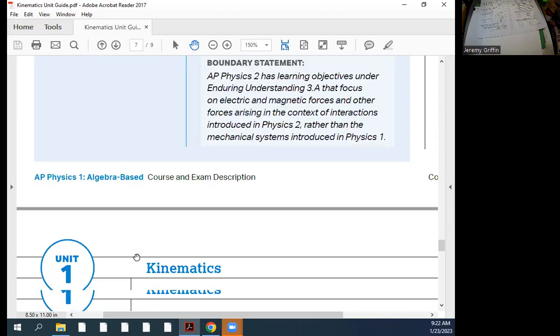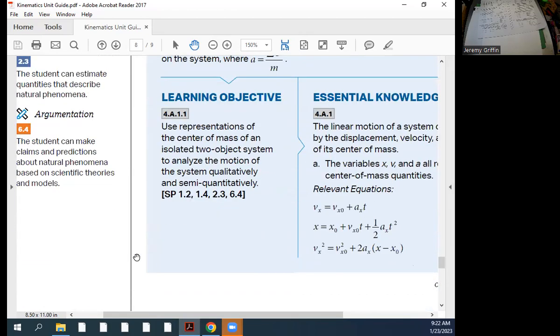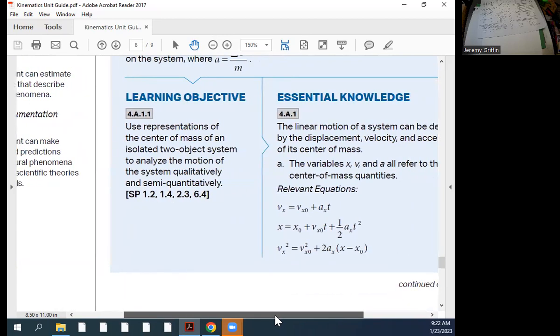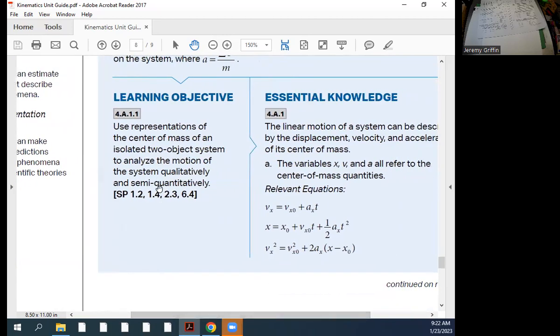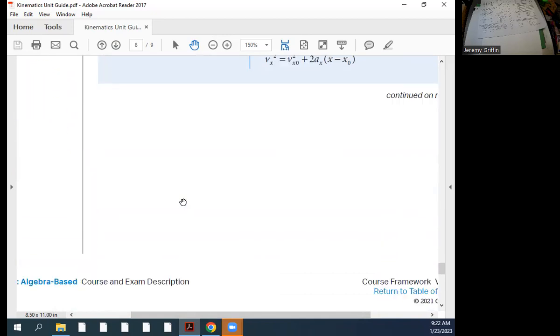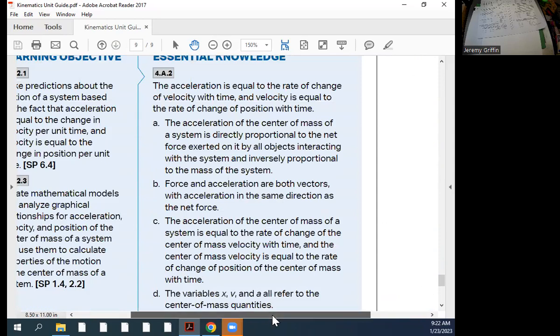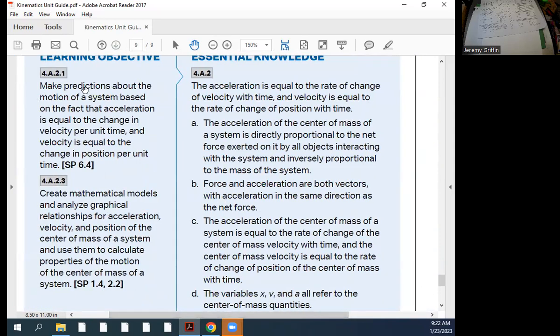Let's skip on down here. Use representations of the center of mass of an isolated two-object system to analyze the motion of a system qualitatively and semi-quantitatively. You can do that. Make predictions about the motion of a system based on the fact that acceleration is equal to the change of velocity per unit time, and velocity is equal to the rate of change of position with respect to time.